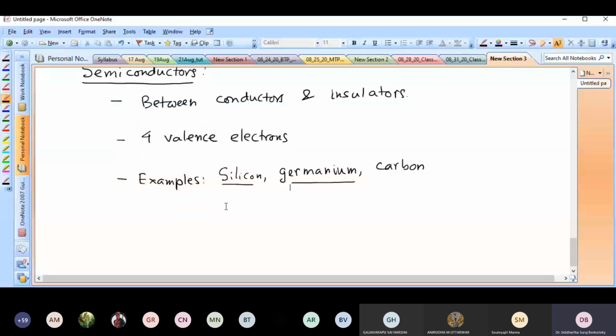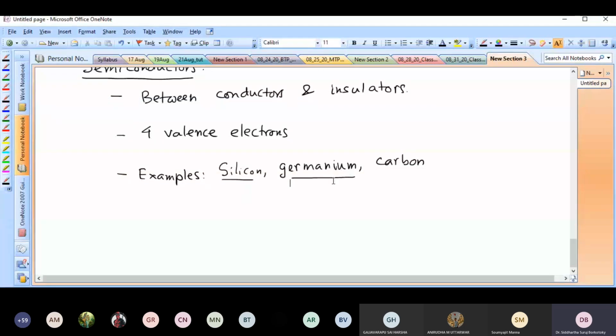All right, so all these things have the property that they have 4 valence electrons. So carbon, number 6, right? So 2 at the inner orbit, 4 electrons at the outer. Silicon also has the same. So silicon's number is 14. So basically what you have is 2, 8, 4. So there are 2 electrons at the core.